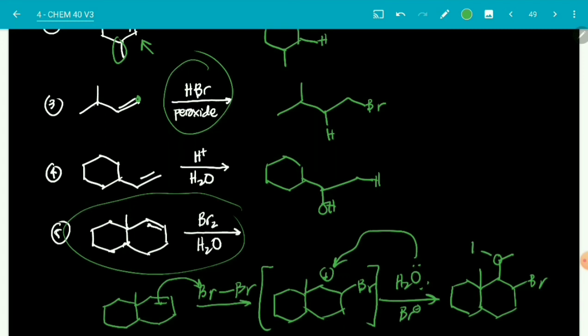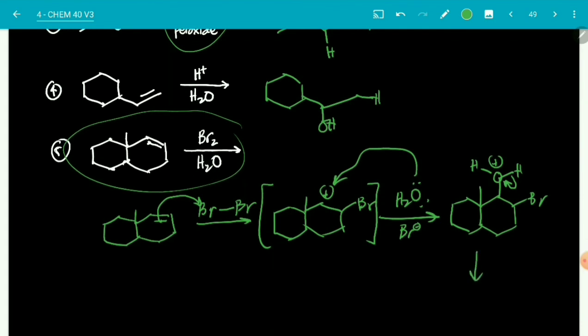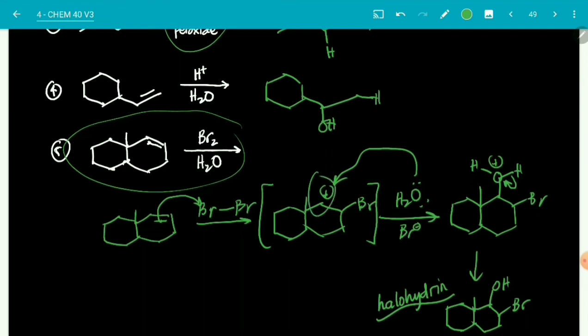oxygen yan. Okay? So, this is plus. So, kukunin niya lang yung bond. Okay? And then, mapo-form mo na yung product. So, the product is called a halohydrine. Meron siyang hydroxide, meron din siyang halogen. So, halohydrine. Okay? So, the addition is also Markovnikov kasi more substituted yung iyong carbocation.